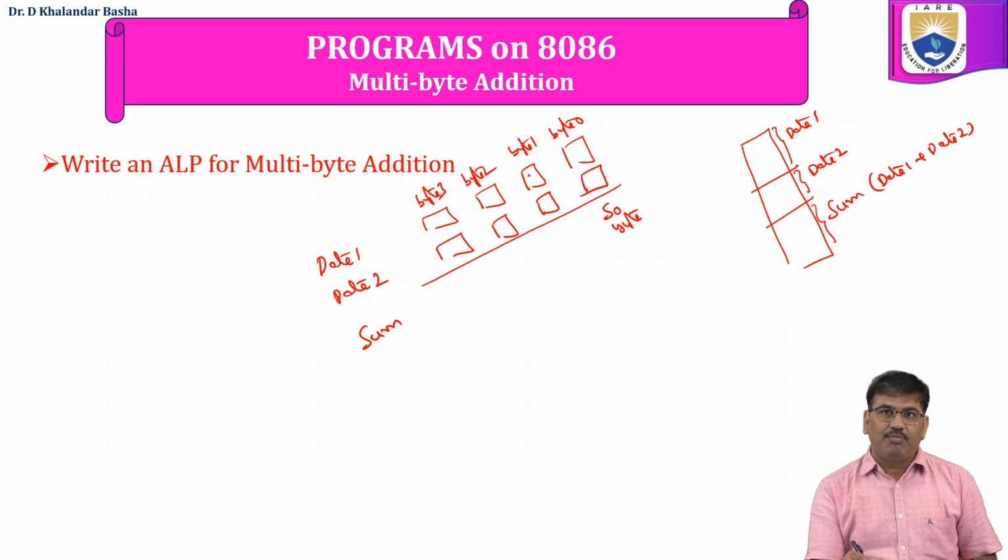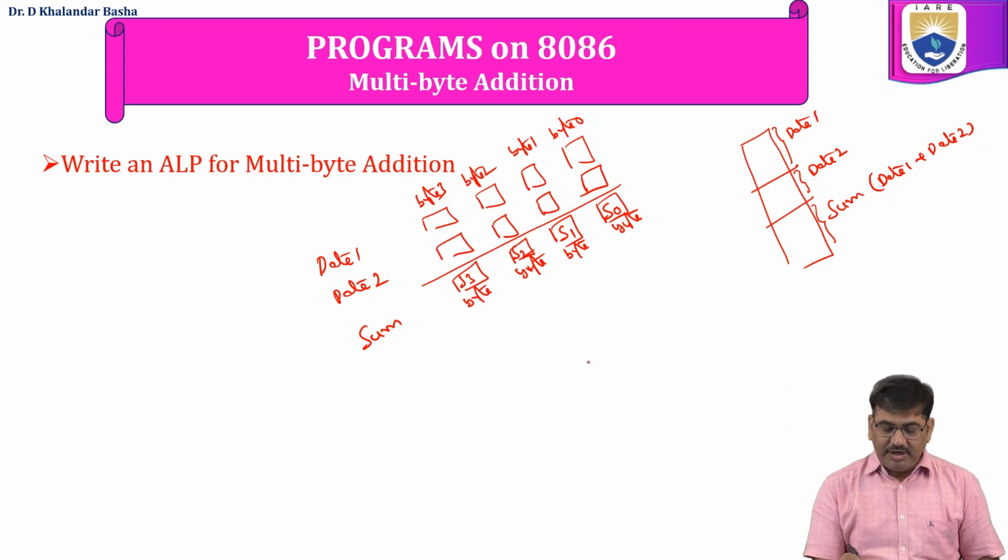Next we will fetch byte 1 of data 1 and byte 1 of data 2. By addition of these two, we get the S1 byte, that is sum byte 1. Next we add data 1 byte 2 with data 2 byte 2, and the sum produced is the S2 byte. Next we fetch byte 3 of data 1 added with byte 3 of data 2. The sum produced, the S3 byte, is going to be stored in the sum location.